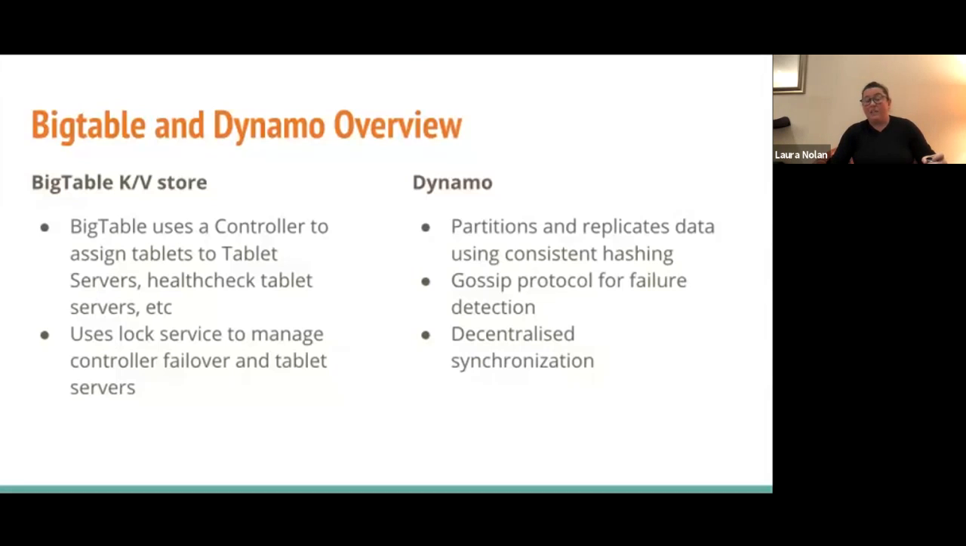Dynamo doesn't have any sort of controller or any kind of distinguished node. It gossips between the nodes for failure detection. It uses consistent hashing, which is a really good technique for being able to incrementally add capacity into a system without having to move everything else around. It's really useful in distributed systems, and it's a great use of it here. And it does a decentralized synchronization protocol to try and keep everything synced up over time.